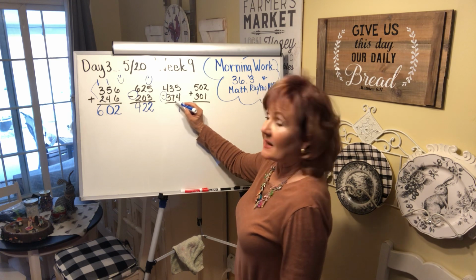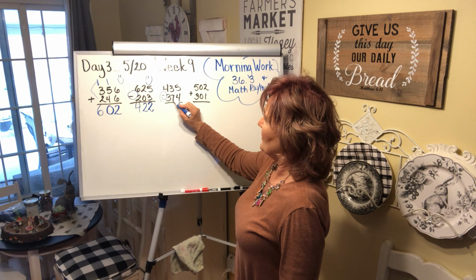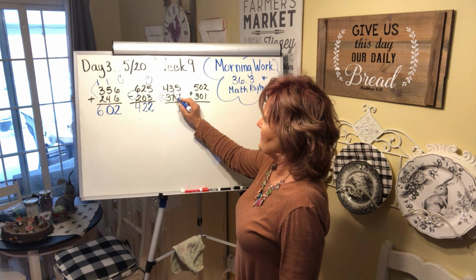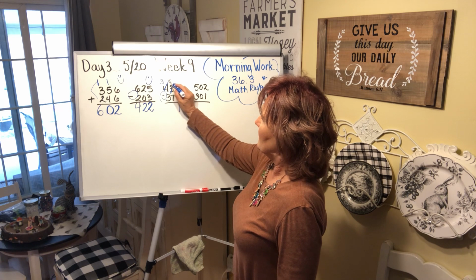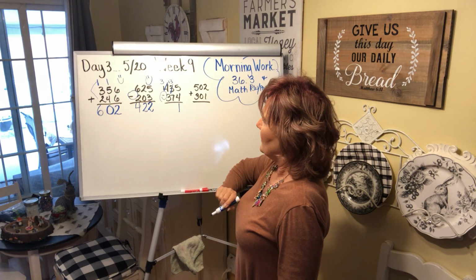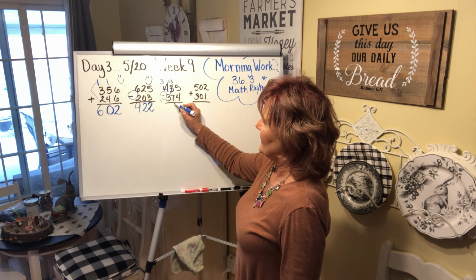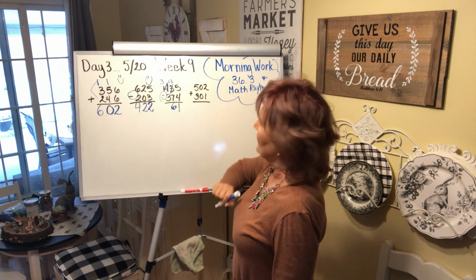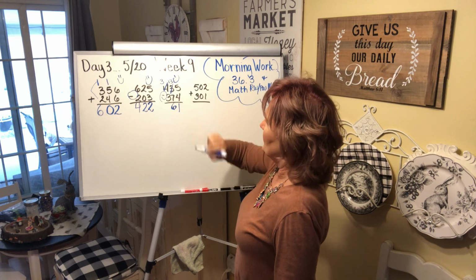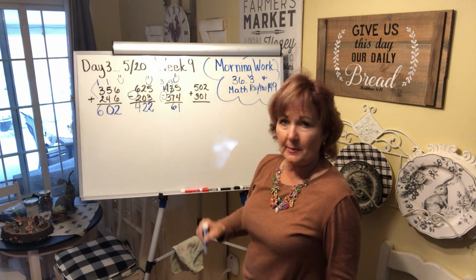3 take away 7. Be careful because there's more on the floor than there is upstairs. Go next door. Borrow. Bring over. 13 take away 7 would be 6, right? And then 3 take away 3 is nothing, and you don't put the 0 there. Give that guy 2 eyeballs.